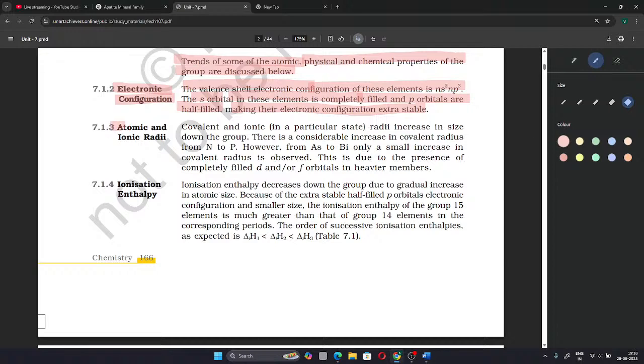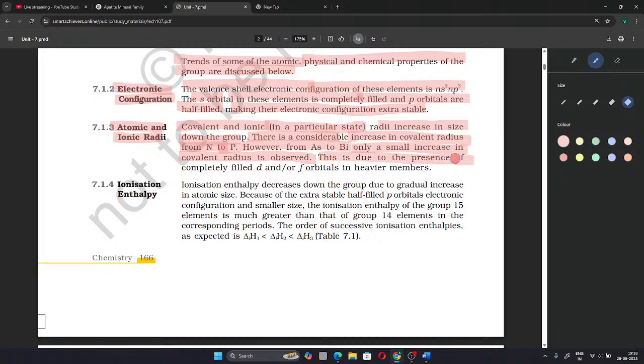Atomic and ionic radii. Covalent and ionic radii in a particular state increase in size down the group. The general trend is that they increase down the group. There is a considerable increase in covalent radius from N to P. However, from arsenic to bismuth, only a small increase in covalent radius is observed.